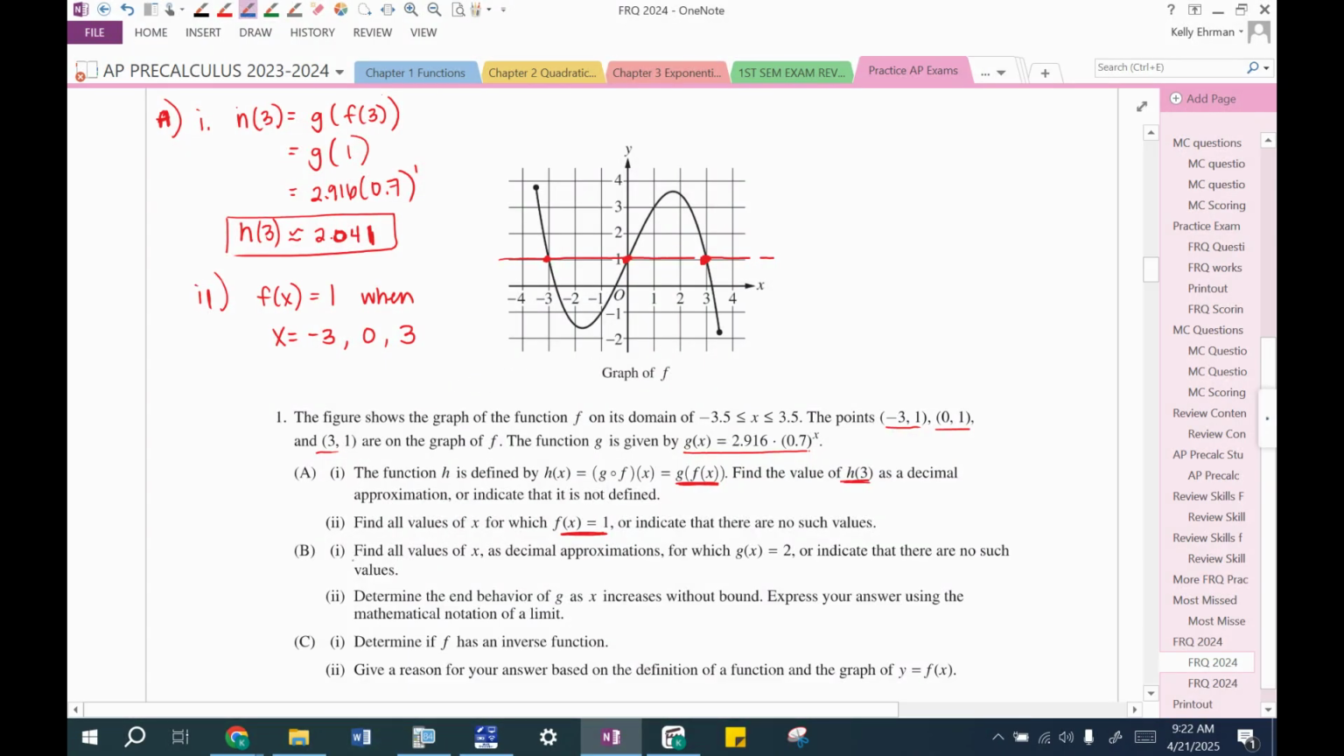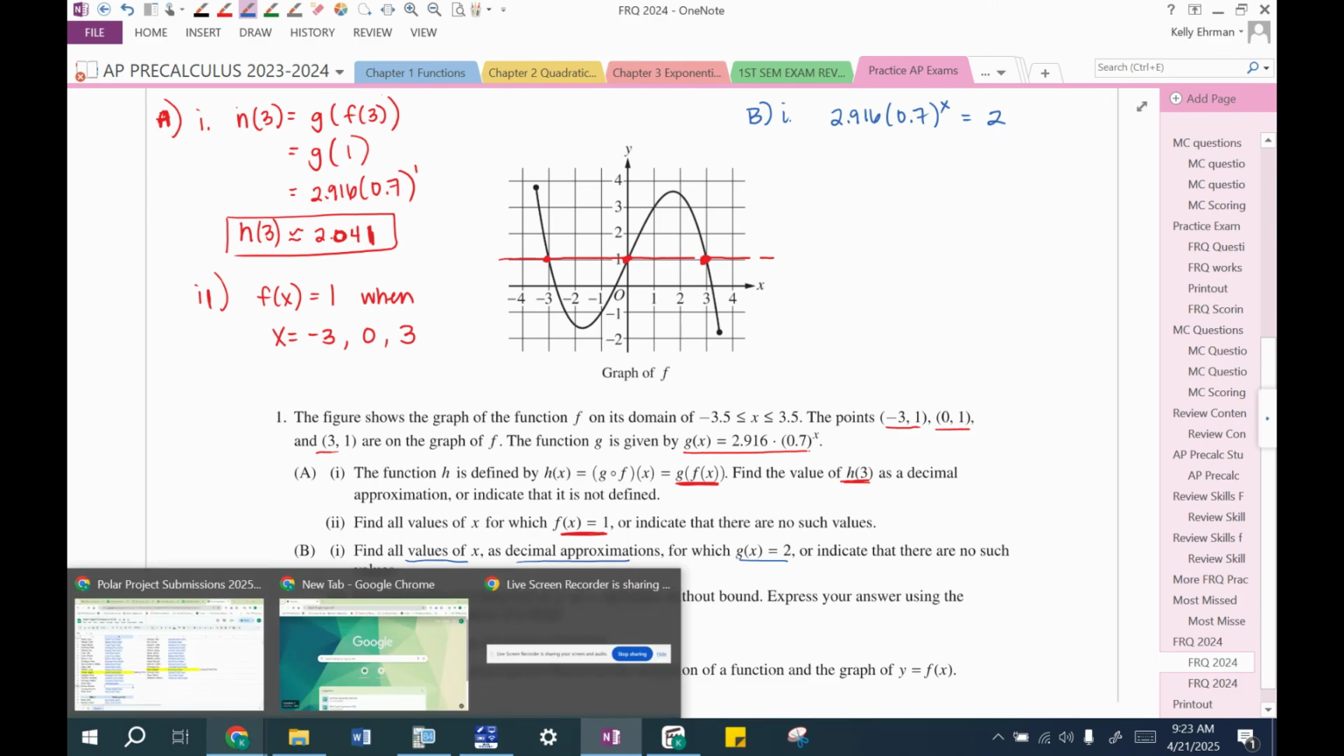Part 3, find all values x as decimal approximations for which g of x equals 2, or indicate that there are no such values. Now remember, you can do this algebraically or just graphically. So g of x is 2.916 times 0.7 to the x equals 2. Algebraically would be kind of annoying. I have stuff to keep track of. I could divide by 2.916, and then I could take log base 0.7 of both sides.